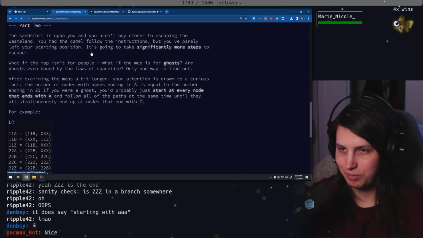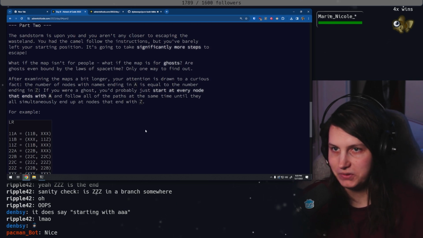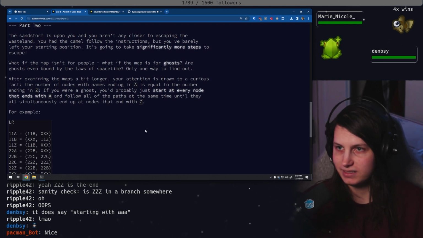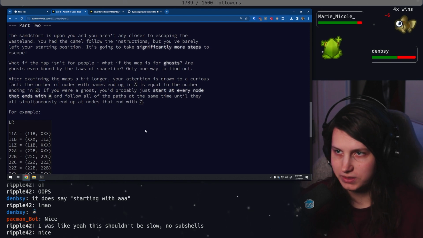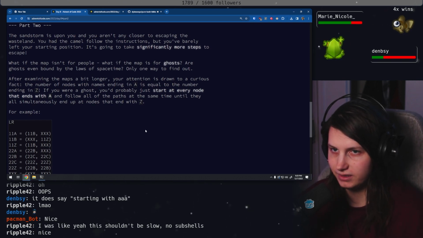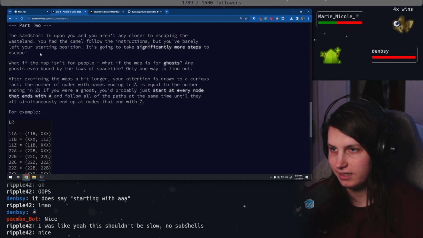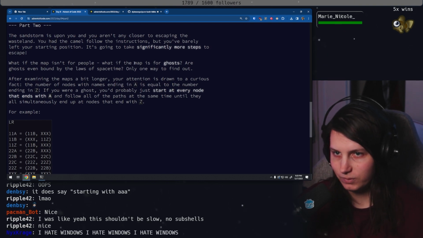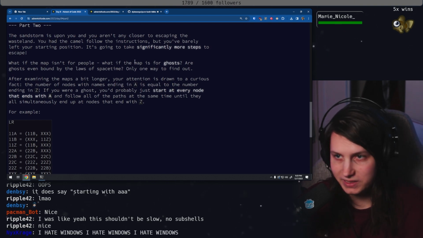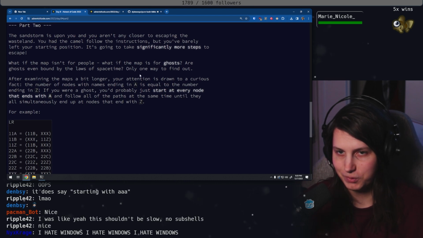Let's go. Part 2. The sandstorm is upon you, and you aren't any closer to escaping the wasteland. You had the camel follow the instructions, but you've barely left your starting position. It's going to take significantly more steps to escape. What if the map isn't for people? What if the map is for ghosts? Are ghosts even bound by the laws of space-time? There's only one way to find out.